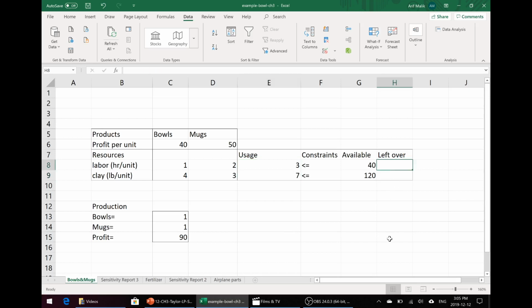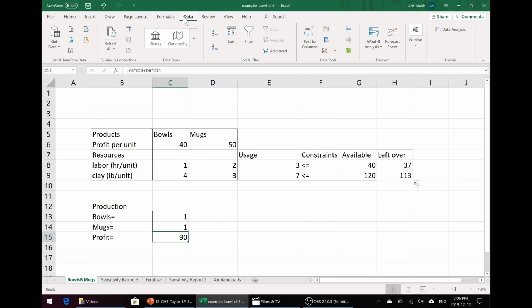For leftover, this is the difference between the available and the usage. So equals this minus usage will give us the slack. At the moment, if we make 1 bowl and 1 mug, the slack is 37 hours of labor and 113 pounds of clay. All right, so now we are ready for the solution.